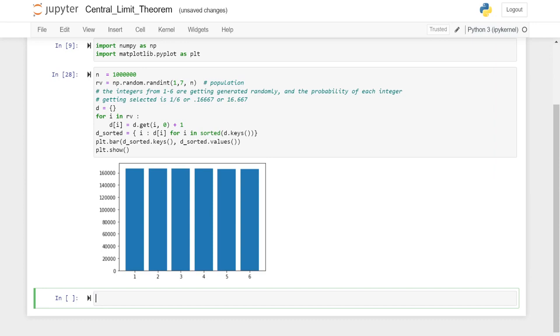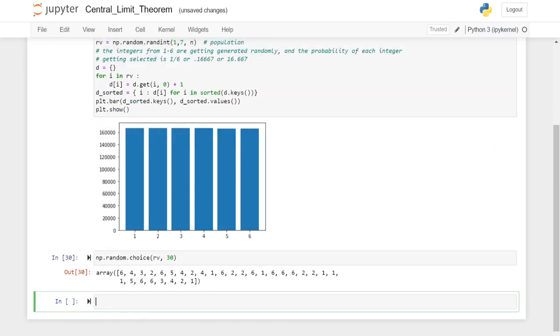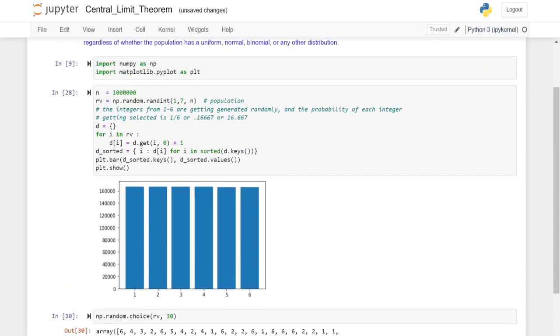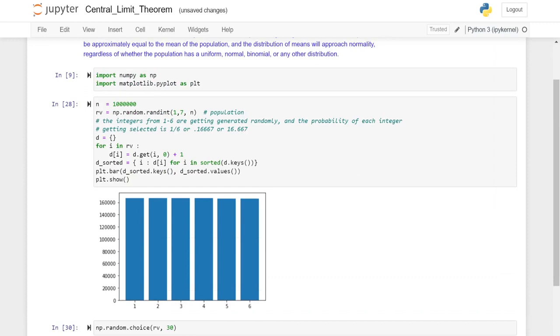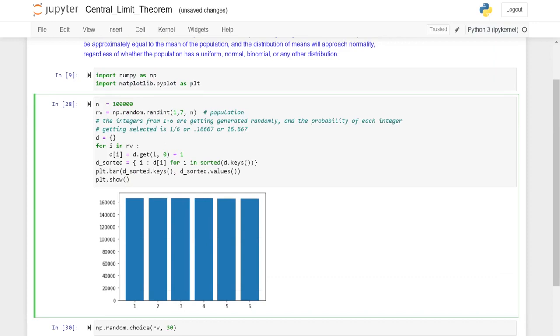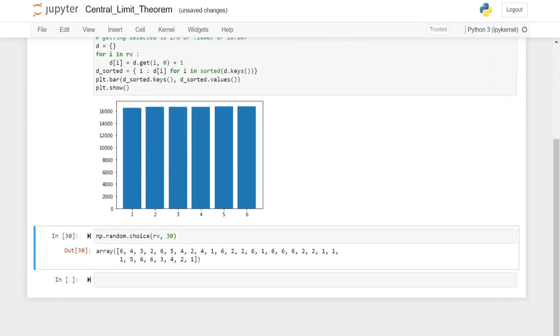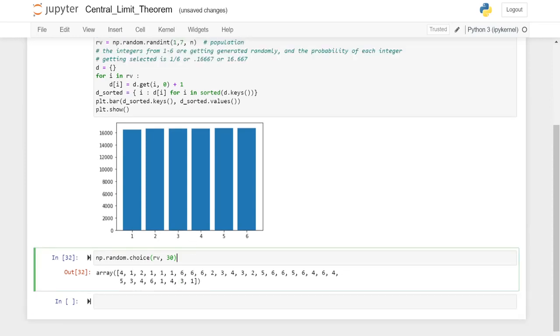How to go about it? We will say np.random.choice from where? RV. How many numbers will we take? What will be the sample size? 30. Good. See what is happening. We have taken one sample from the population, right? So there are these many numbers. You can also reduce it. Let us make it 100,000 only. Fine. And from 100,000 we have taken 30 numbers. Then we will try to take the mean of this.